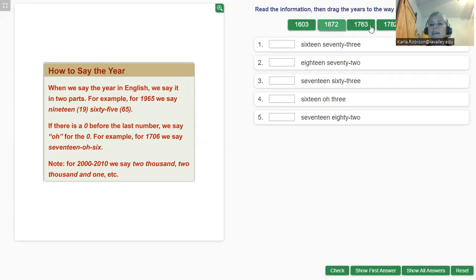So we're going to drag these numbers to the correct verbiage, okay? So this one says 1673. So the first two numbers is going to be 16. So it can be this one or this one. And the second two numbers is going to be 73. I have O3, and this would be 1673.